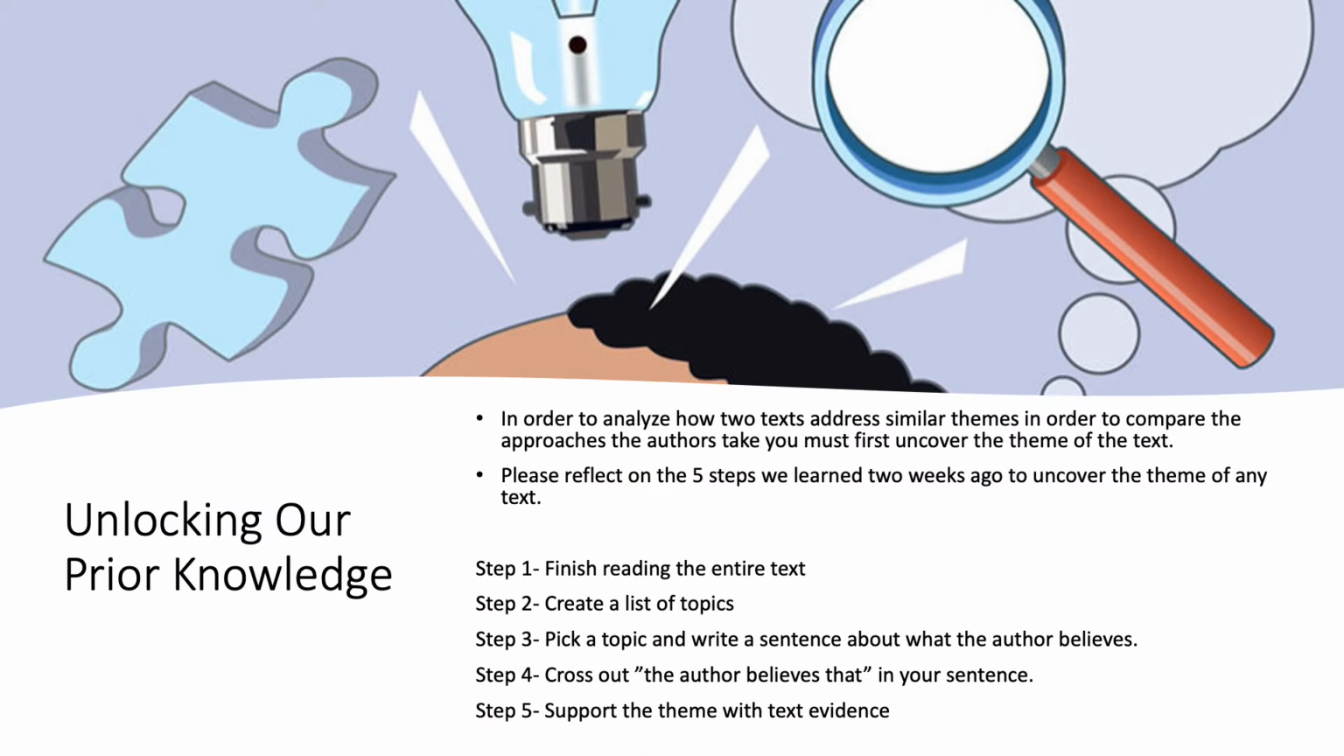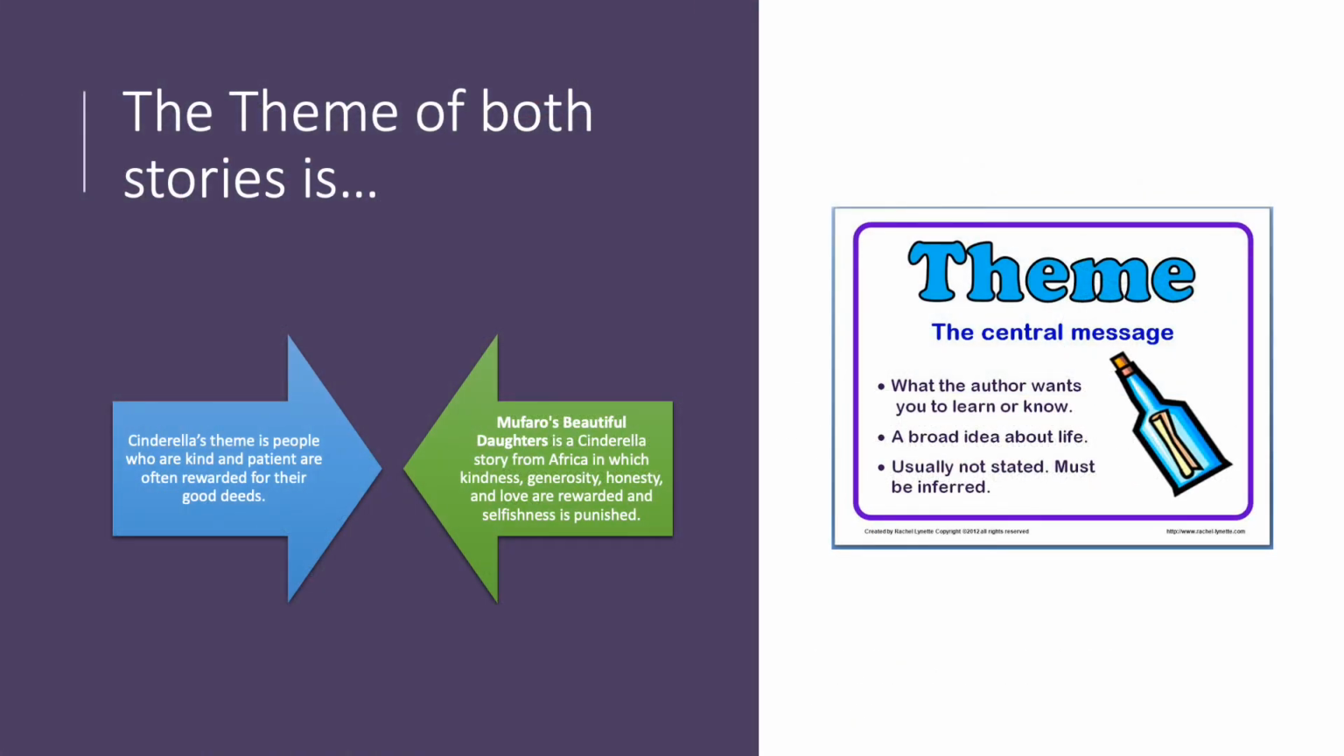Unlocking our prior knowledge. In order to analyze how these two texts address similar themes in order to compare the approaches the authors take, you must first uncover the theme of the text. Please reflect on the 5 steps we learned 2 weeks ago to uncover the theme of any text. Take a moment and pause the video to reread the 5 steps. Theme, the central message, what the author wants you to learn or know. A broad idea about life, usually not stated, must be inferred.